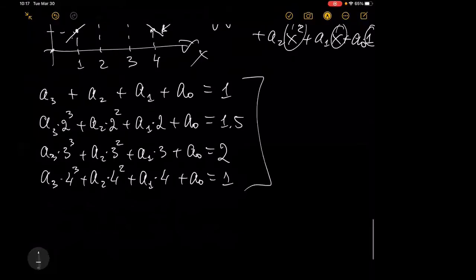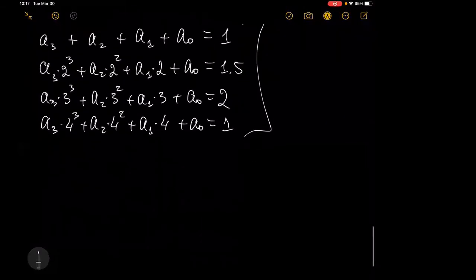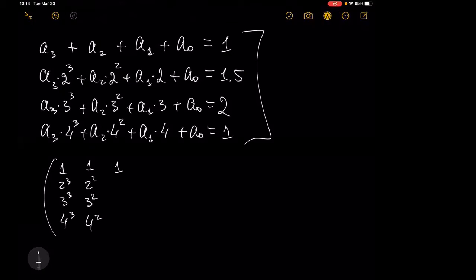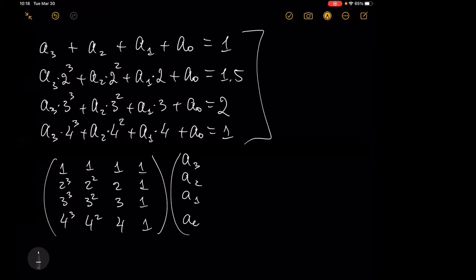So essentially, you can write it like that. After that, this is a system of linear equations. The matrix is 1, 2 cubed, 3 cubed, 4 cubed; 1, 2 squared, 3 squared, 4 squared; 1, 2, 3, 4; 1, 1, 1, 1; multiplied by a3, a2, a1, a0 equals 1, 1.5, 2, 1.